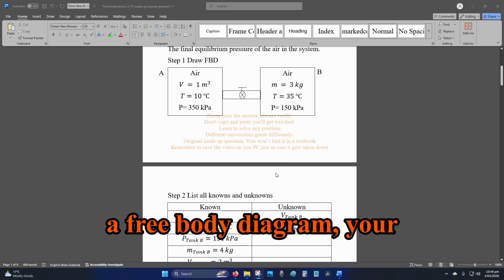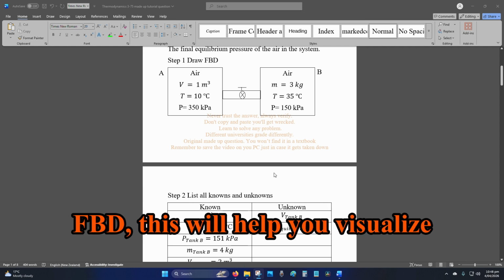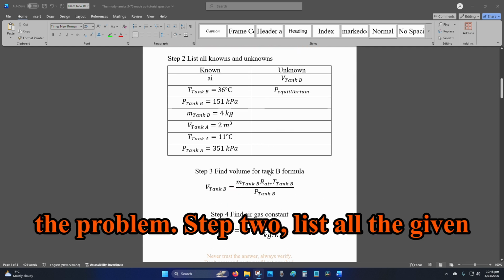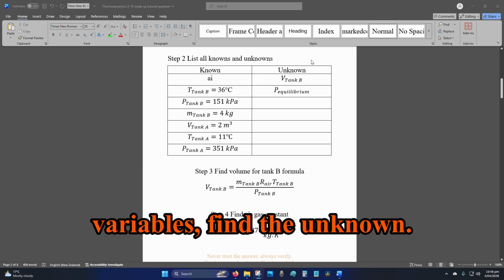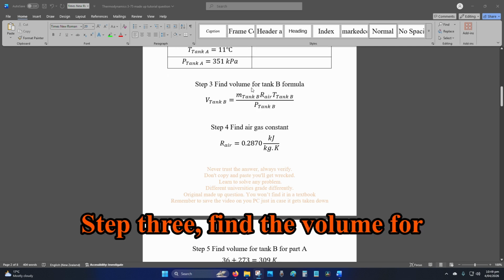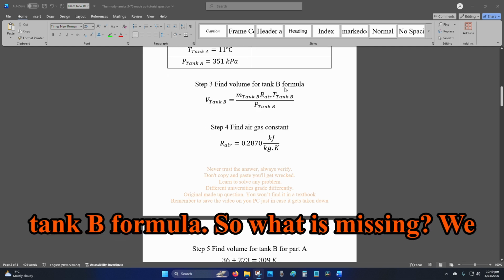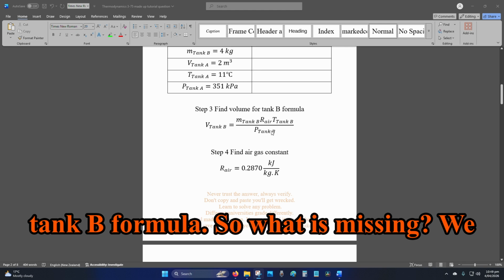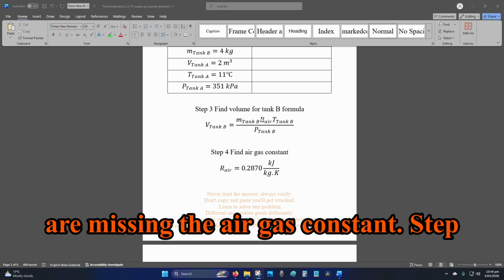Step 1, draw your free body diagram, your FBD. This will help you visualize the problem. Step 2, list all the given variables, find the unknown. Step 3, find the volume for tank B formula. So what is missing? We are missing the air gas constant.